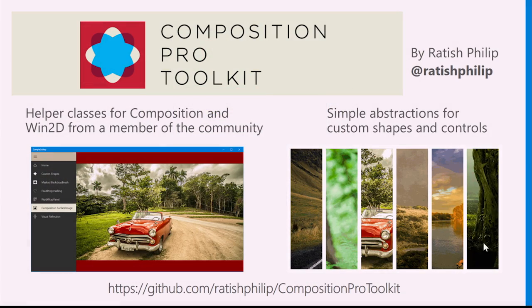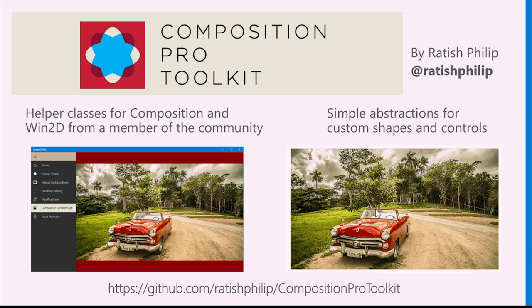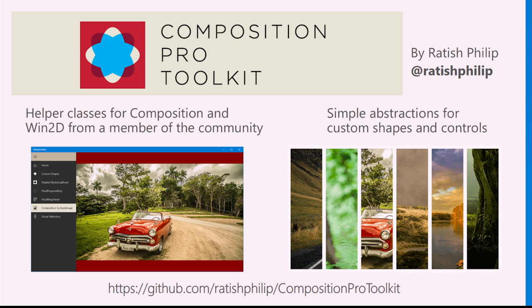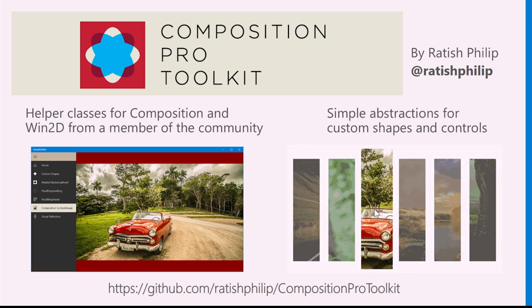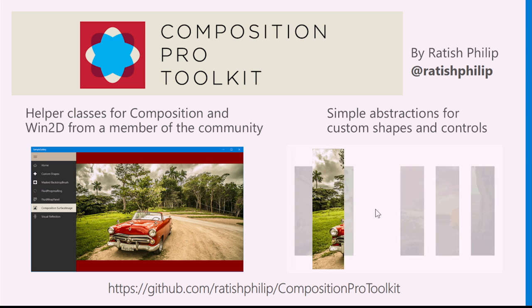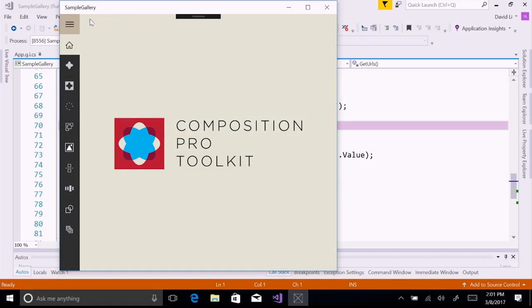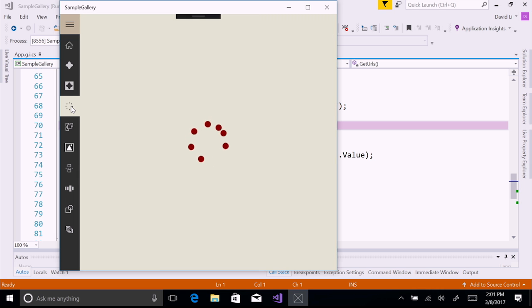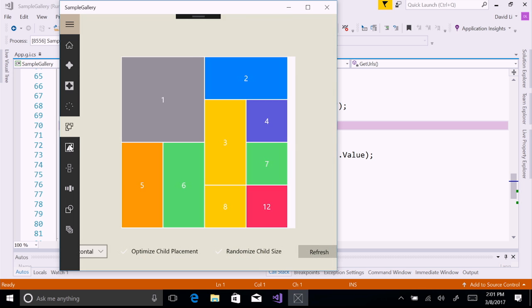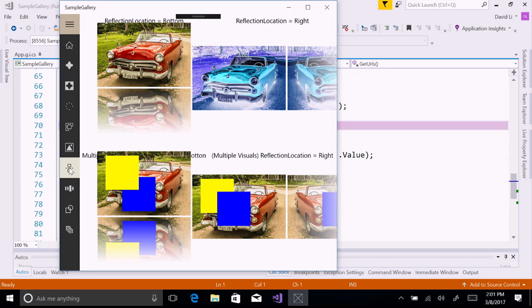Right, and so this is the Composition Pro toolkit. It has a lot of helper classes for both composition and Win2D, and I'll just show you all of the powerful things you can do, and he's wrapped them up really simply so that you can use them in your XAML. Awesome, so let's switch over and show David's machine, please. Yes. Thank you. And so this is Ratish's sample gallery that he's created for his toolkit. And we can see that there's a number of different really interesting things. There's a customized progress ring. There is reflection support. So for any subtree of visual elements, you can just say, create reflection, and it creates a reflection to the bottom, and it's customizable.